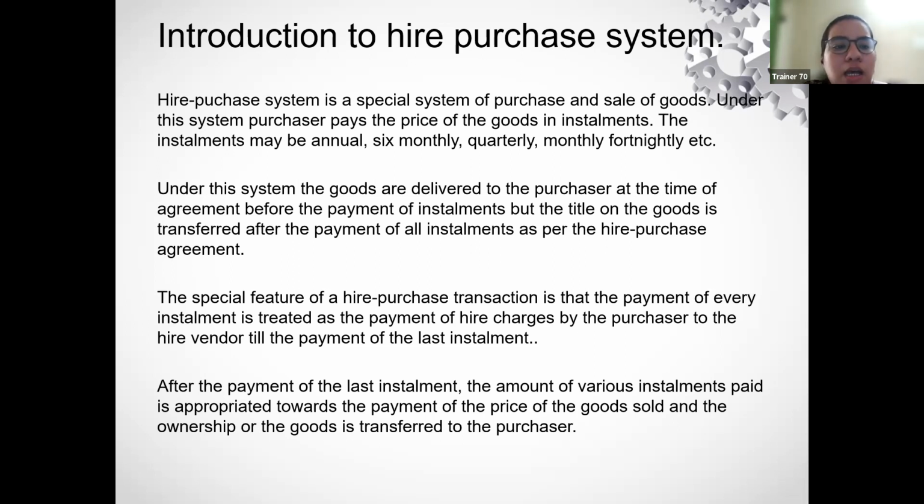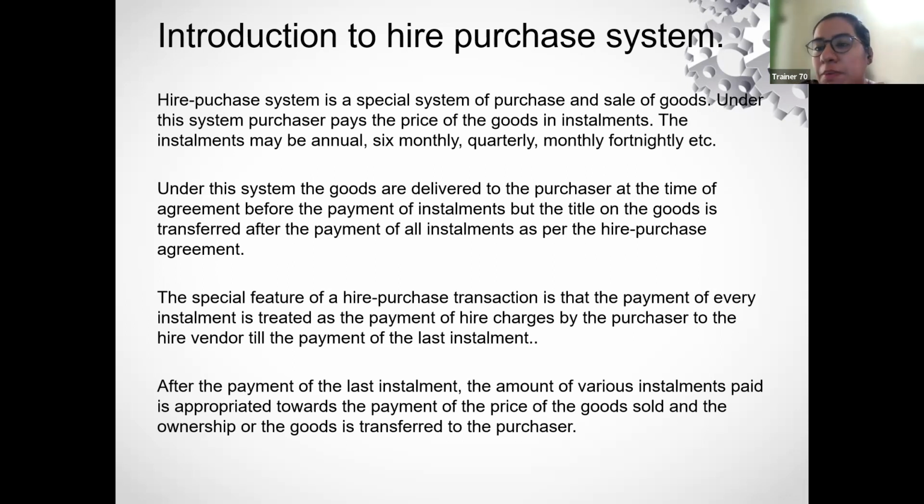Introduction to hire purchase system states that it is a special system of purchase and sale of goods. I am purchasing, Mr. A is selling to me. That is as good as buying and selling of goods. Under this system, what happens? The purchaser, here I was the purchaser, pays the price of the goods in installment. I am paying the price for the machinery, but in installment.